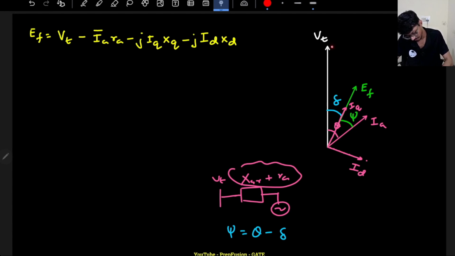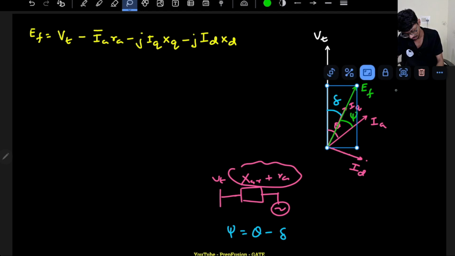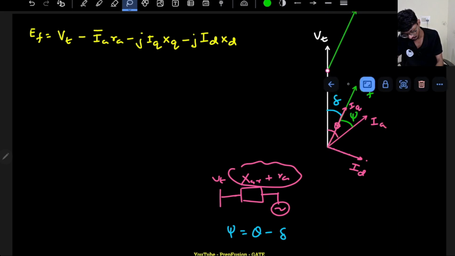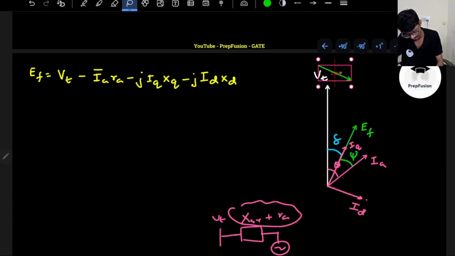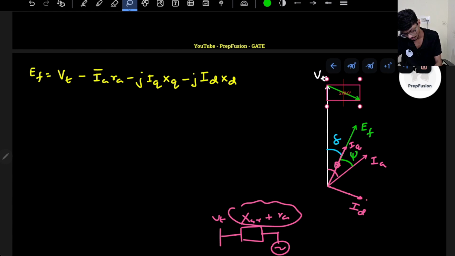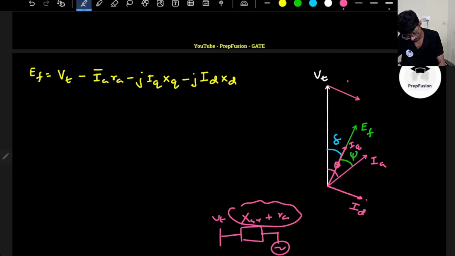Ia Ra. So Ia Ra will be somewhere here. I don't want to go here right now. I want to do this Iq Xq, minus j Iq Xq. Minus j means clockwise by 90 degrees. So I have to rotate this vector by 90 degrees. This is the parallel direction of Iq. I have to rotate this by minus 90, clockwise. So this will be here, and this will be my Iq Xq.